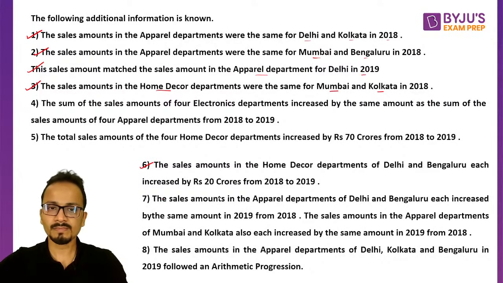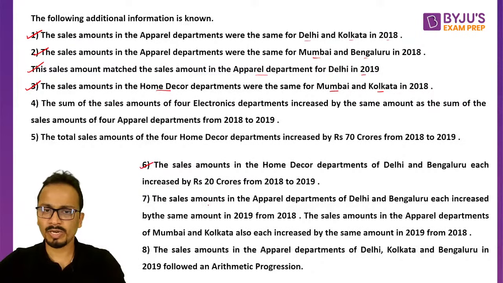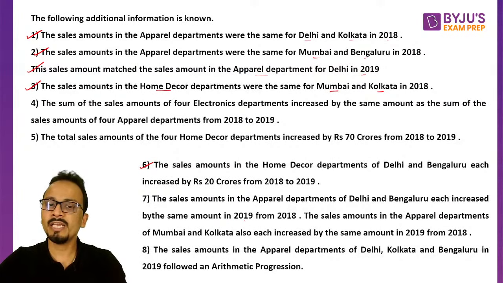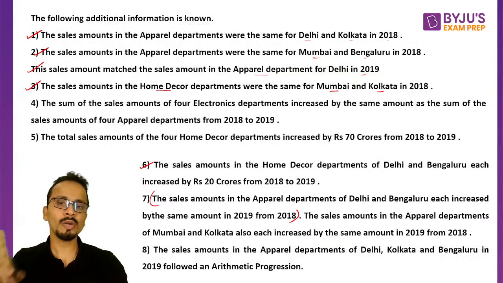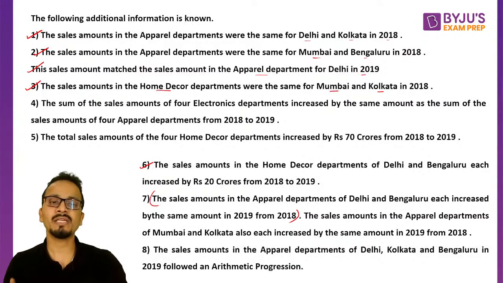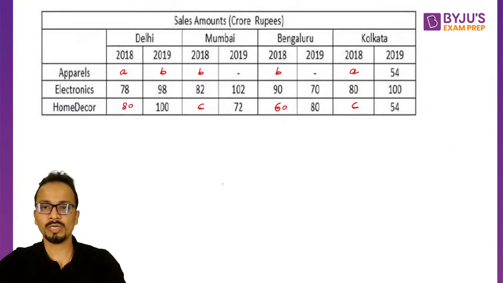Statement number 7. Lengthy statement. We'll read it step by step. The sales amounts in apparel departments of Delhi and Bengaluru each increased by the same amount in 2019 from 2018. So sales amount in apparel for Delhi and Bengaluru, the increase is equal in both. Just looking at this part of the sentence, for Delhi and Bengaluru in apparel department, each of them increased by the same amount.